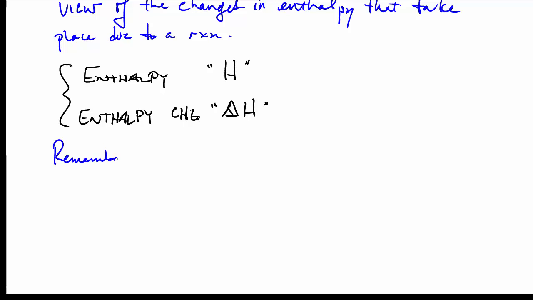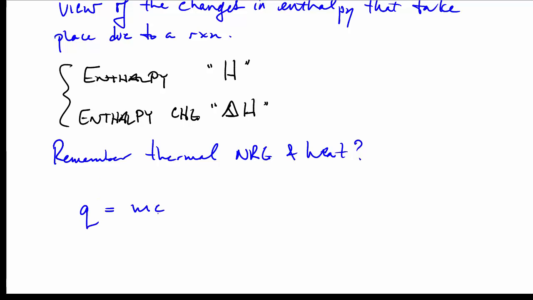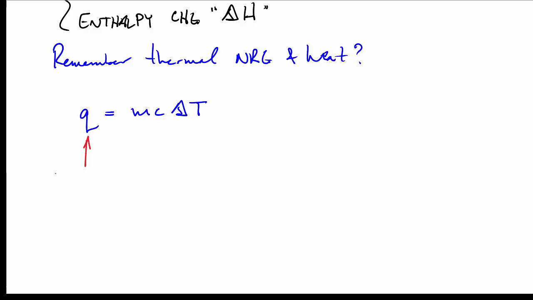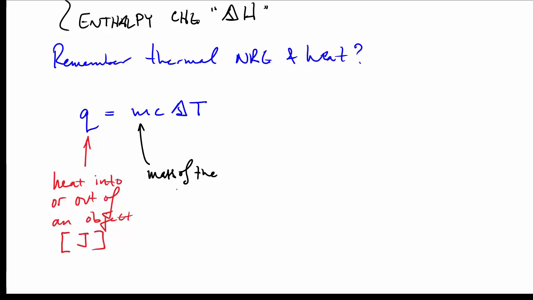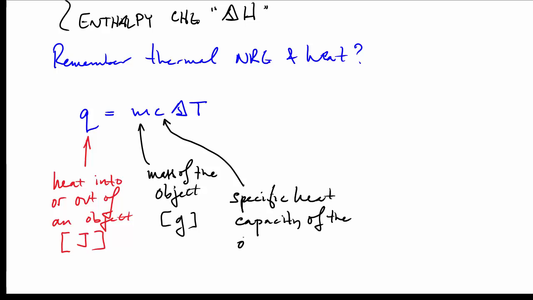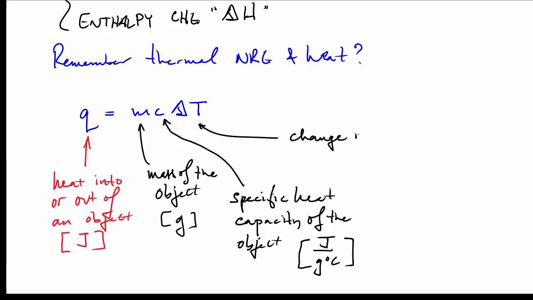Remember the thermal energy and heat? You recall Q equals mc delta T. There's the heat flow into or out of an object. That's in joules. m is the mass of the object. That'll be in grams. c, the thermal heat capacity of the object, or the specific heat capacity of the object, I guess we should call it. And this is joule per gram degree Celsius. Delta T, of course, is the change in temperature of the object. We'll measure that one in degrees Celsius.